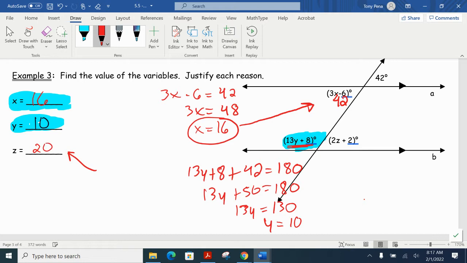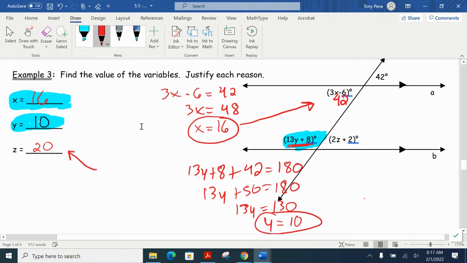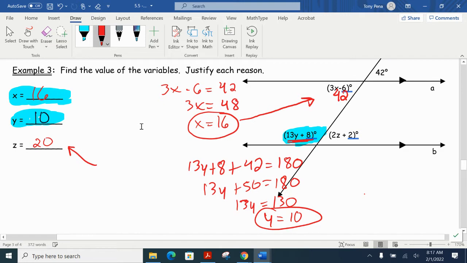Looks like z should be a 20. So whatever way you set it up, if you get a 20, then you did that way correctly, even though it might not be the same way everybody else is doing it. Okay, Omar, you got 20? All right, how'd you do it, Omar? I did 2z plus 2 plus 138 equals 180.